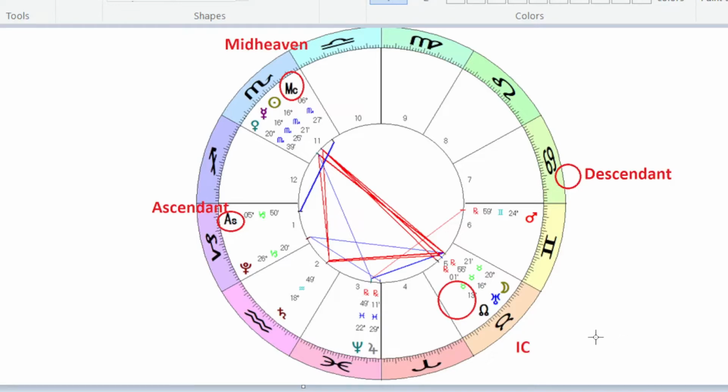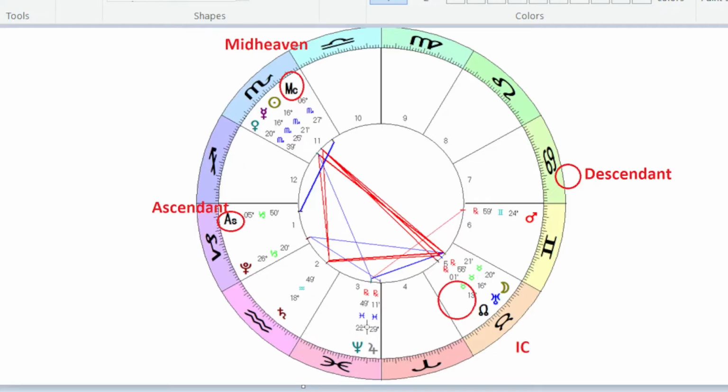So then in contrast, the IC, right over here. The IC is talking about the darkest, most unconscious part of somebody's life. In Hellenistic astrology, this is usually in the 4th house. For this person, it's in their 5th house.